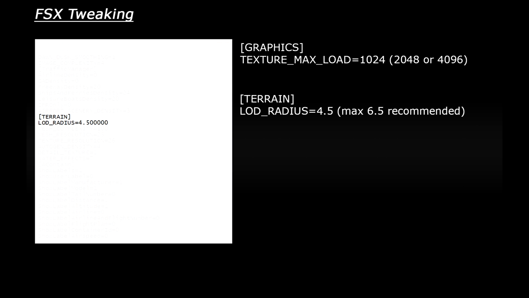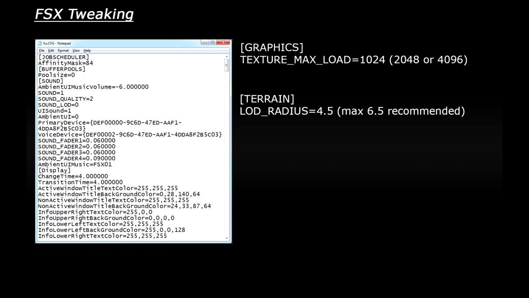This LOD radius number allows you to change the size of that bubble, so you can change how many detailed objects you see closer to you. By default, this is set to 4.5, and some people in the flight sim community reckon that you can go up to about 6.5 before it starts to seriously impact performance. Another thing to note with this tweak, any time you adjust a setting in FSX, it will automatically reset this number back to 4.5, so just be aware of that if you're playing with the settings.